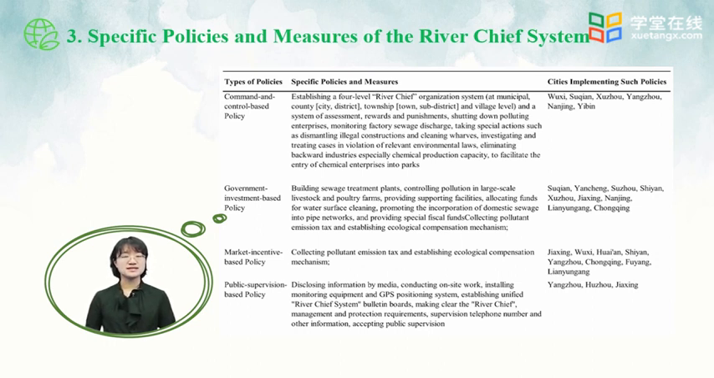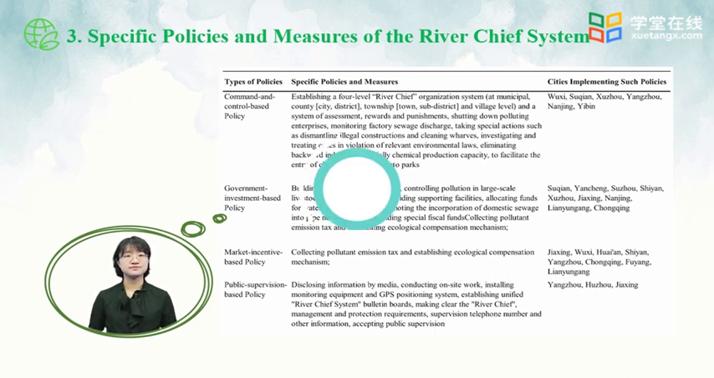Besides, many cities have implemented public supervision-based policies such as disclosing information by media, conducting on-site work, installing monitoring equipment and GPS position system, establishing river chief policy unified bulletin boards, making clear river chief management protection requirements, making public supervision through telephone number and other information, accepting public supervision.